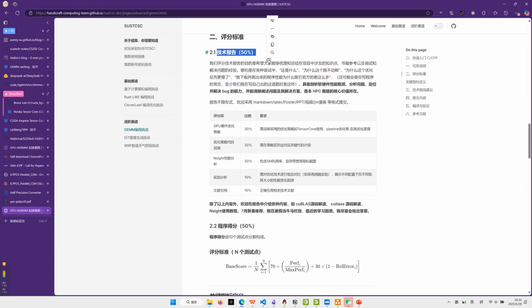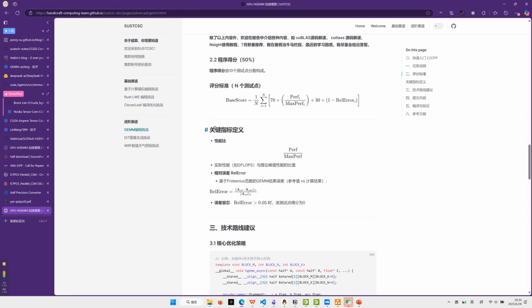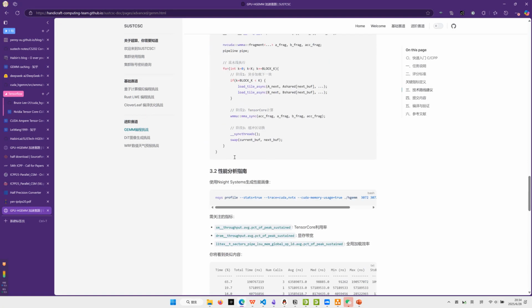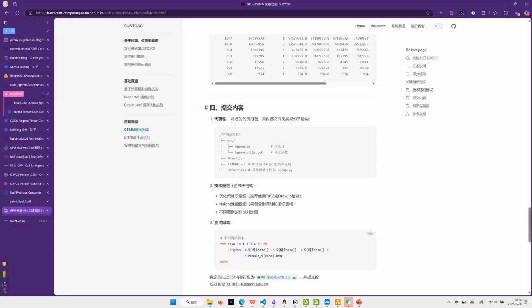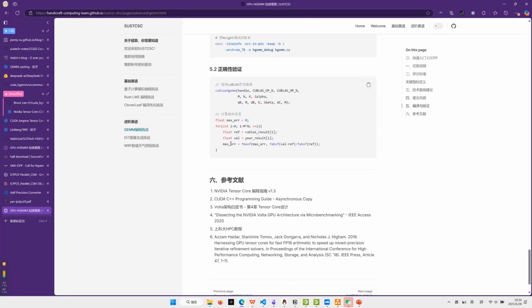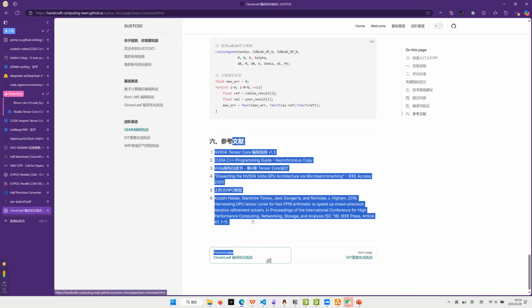And another 50% of the score will be from the technical report. That is like how you use your tensor core and how you utilize your optimal instructions and other things. And this will be your scores for the 10 test cases. And you can define some of the things here. And here I give you some advice. And this is something you should submit to me. And yeah, there will be other advice and references.